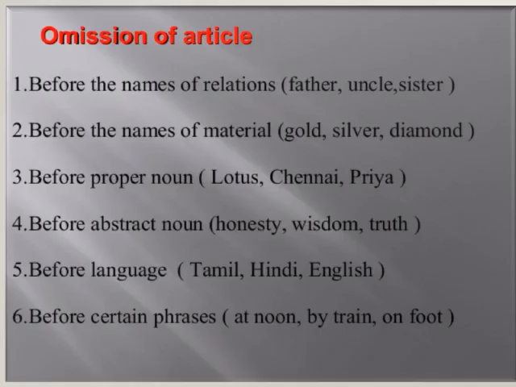We must also know that we do not use articles before the names of relations. For example, father, uncle, sister. Before the names of material. For example, gold, silver, diamond. Before proper noun. For example, lotus, Chennai, Priya. Before abstract noun, honesty, wisdom, truth. Before language, Tamil, Hindi, English. Before certain phrases, at noon, by train, on foot.